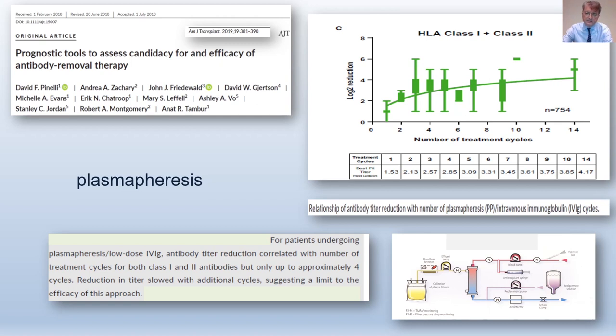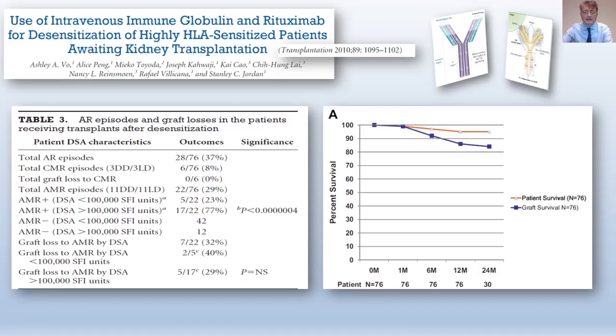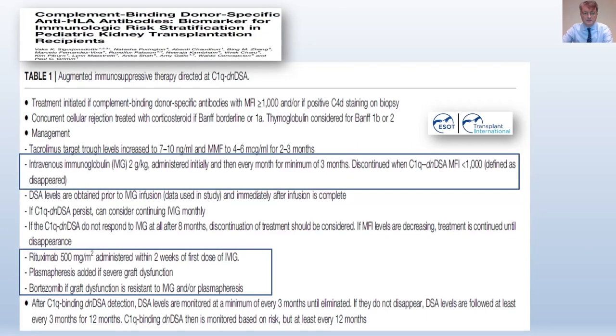It was proven that 4 consecutive sessions of plasmapheresis is enough, because beyond the 4th, the efficacy of removing a certain pool of the antibodies is already not significant. And for years, there were suggestions and then tests and reports coming, for instance, from Stanford with Dr. Jordan, showing that use of IVIG and rituximab is able to remove and block the production of de novo DSAs in a manner that allows the patient to be transplanted.